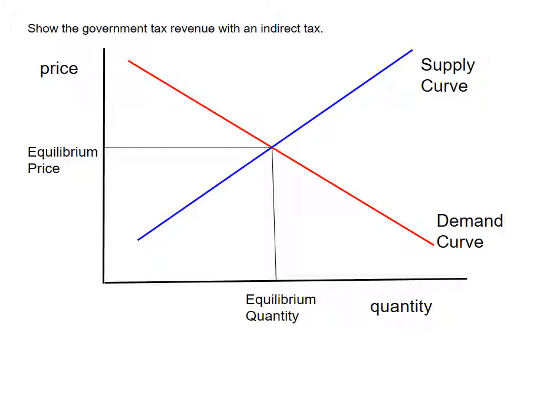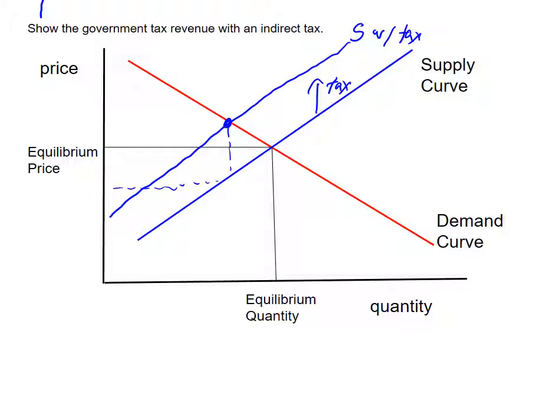Let's look at the government tax revenue with an indirect tax. We did look at that at another slide, but let's just draw it one more time. We're going to have lots of practice drawing tax graphs. So here's the tax. Here's S with tax. And again, here's my new point of equilibrium. Here's my rectangular box. Price consumers pay, price producers receive, and here is all the tax revenue.